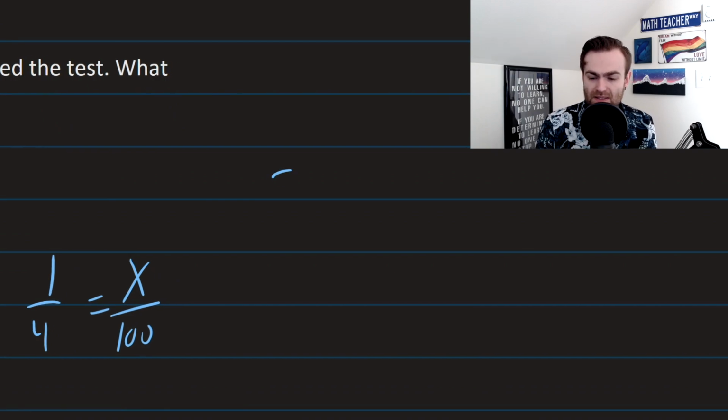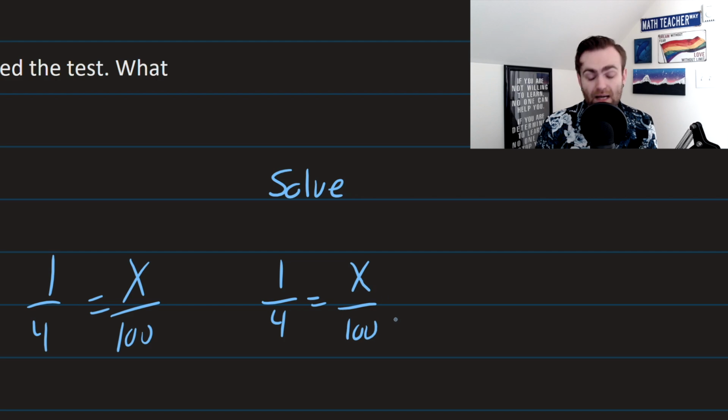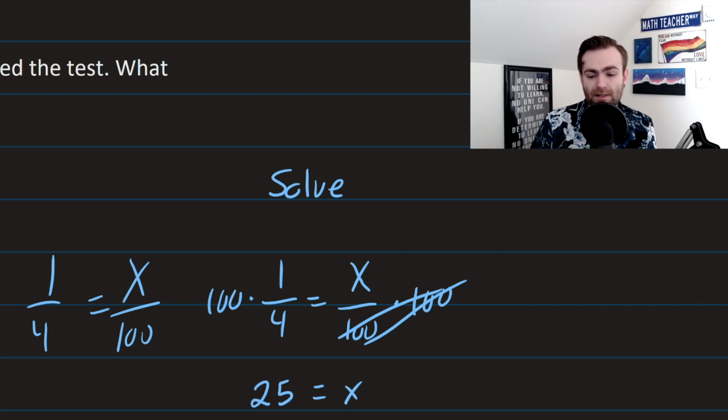So let's do this one solving. Let's solve like normal. If I take 1/4 is equal to x 100ths, I would solve this by multiplying both sides by 100. I missed. Oh well. 100 times 1/4 would be 25. So x is equal to 25.